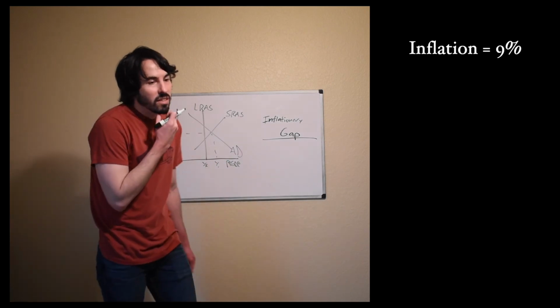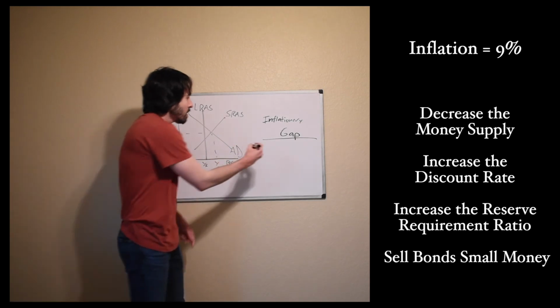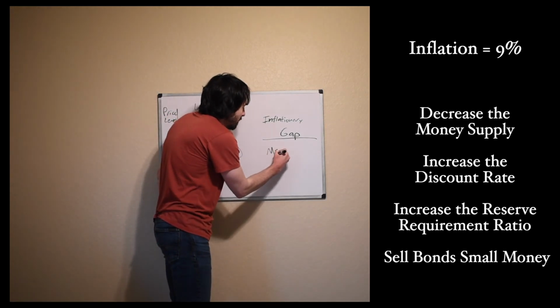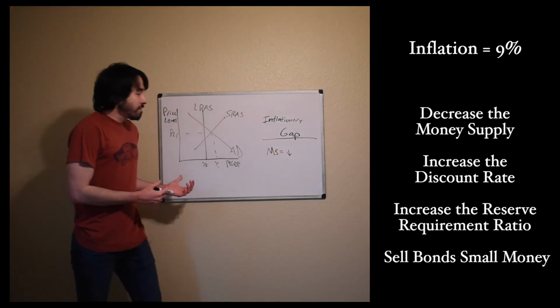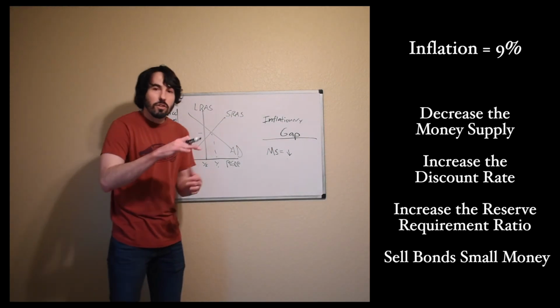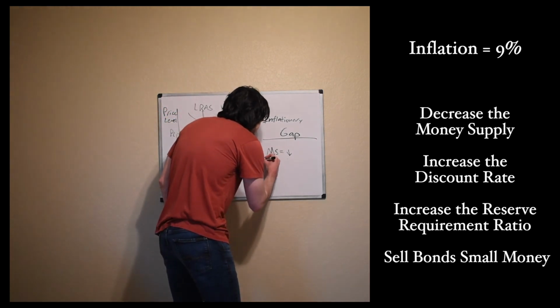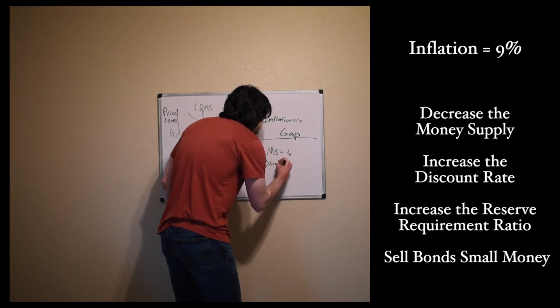In order to fix this, what we would want to do with the money supply is decrease it. So people are spending too much money, prices are getting too high. To fix an inflationary gap, we're going to want to decrease the money supply so that prices come back down. So with the discount rate, we would increase the discount rate.